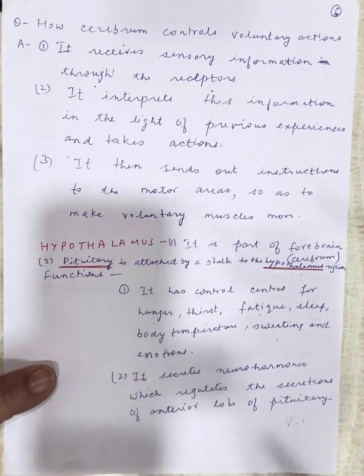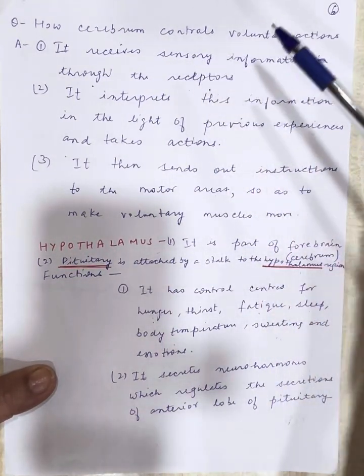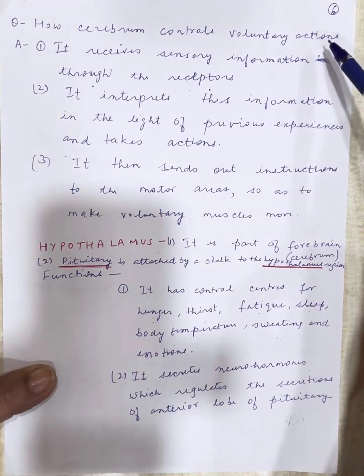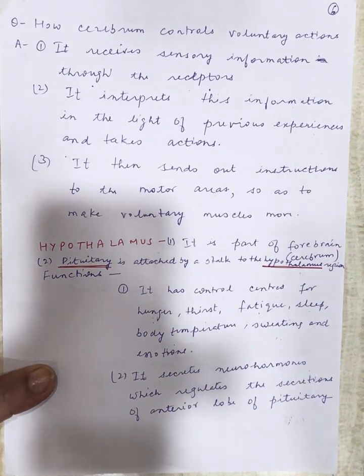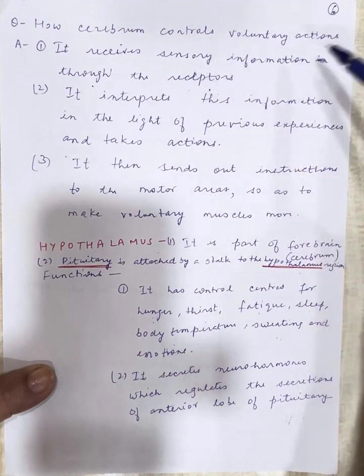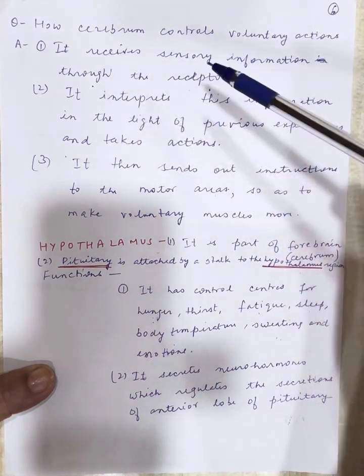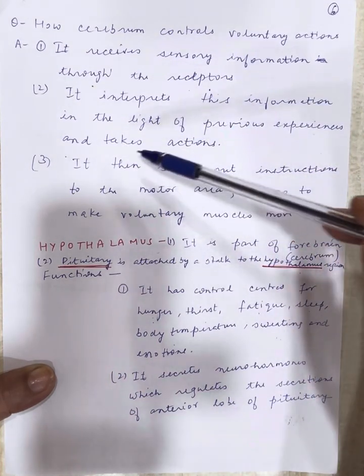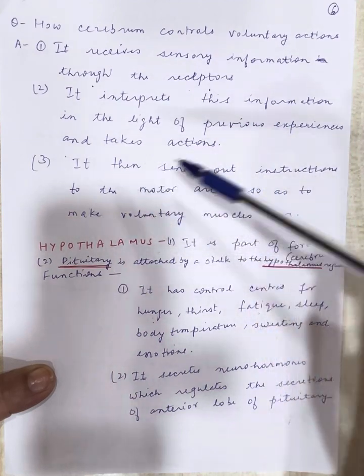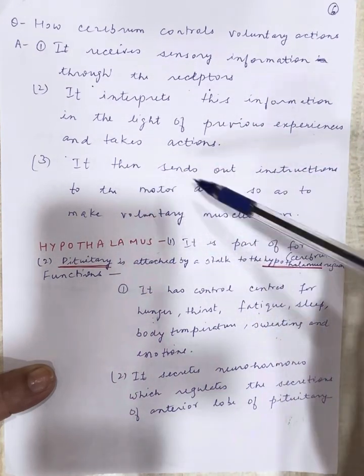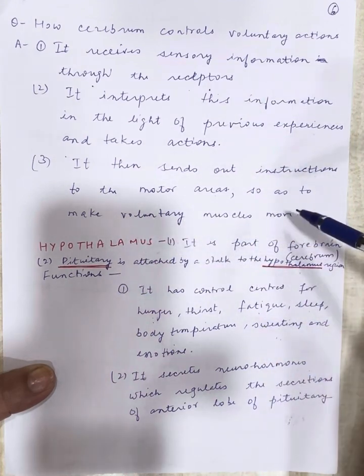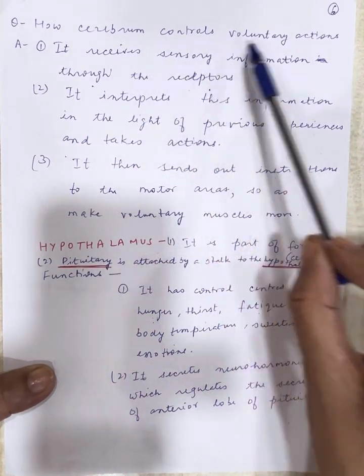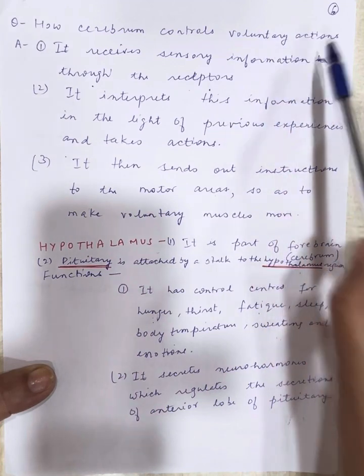Its functions are so important, and now we have to see how the cerebrum controls the voluntary actions. This is one of the very important parts: the cerebrum is controlling all the voluntary actions of our body. It receives sensory information through the receptors, then interprets that information in the light of previous experiences, and then it takes action. It then sends out instructions to the motor areas so as to make voluntary muscles move. In this way, the cerebrum is responsible for controlling all our voluntary actions.